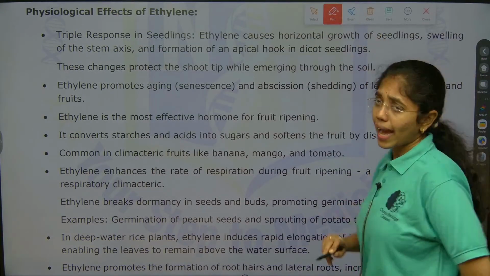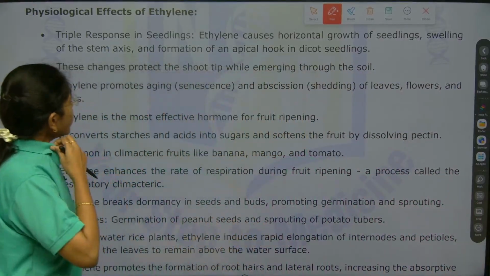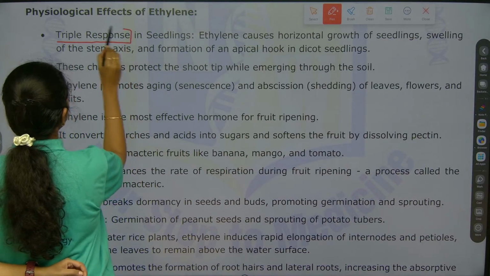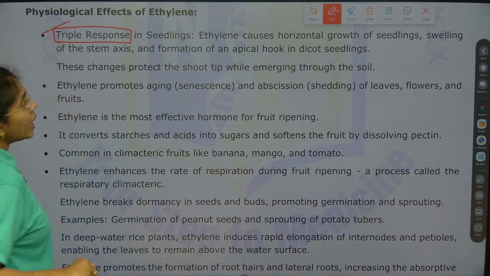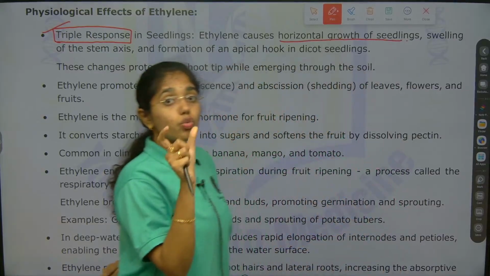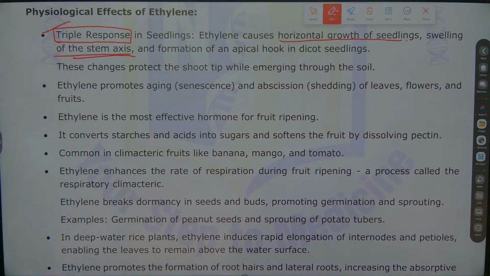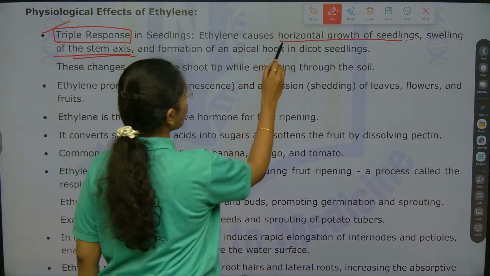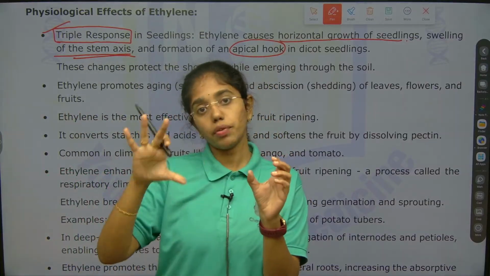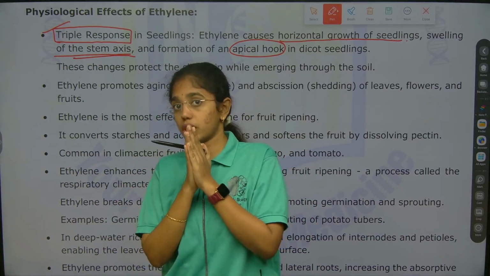Ethylene will act both as plant growth promoter and plant growth inhibitor. Look at here, triple response in seedlings. How is it producing the triple response in seedlings? Ethylene will cause horizontal growth of seedlings, swelling of hypocotyl, or you can say swelling of stem axis, and formation of apical hook in the dicot seeds. Triple response is the most unique feature that is given for ethylene. Ethylene will give out the triple response, that is a major point to be discussed.